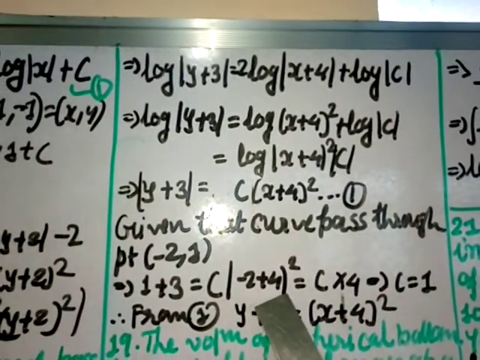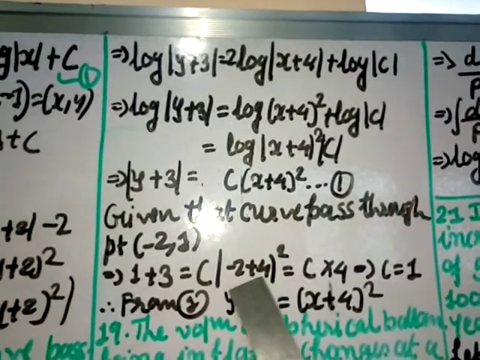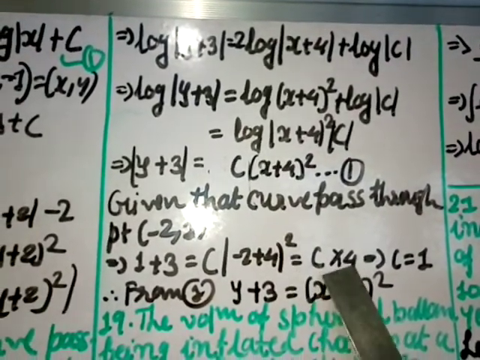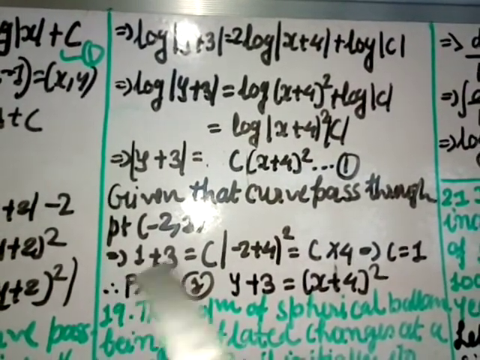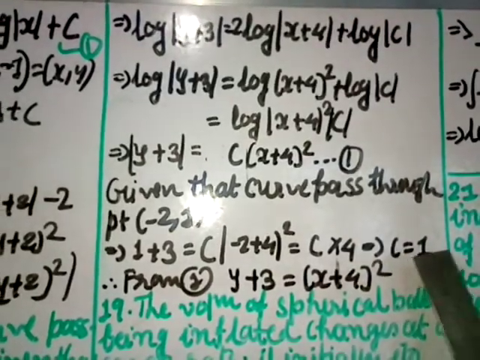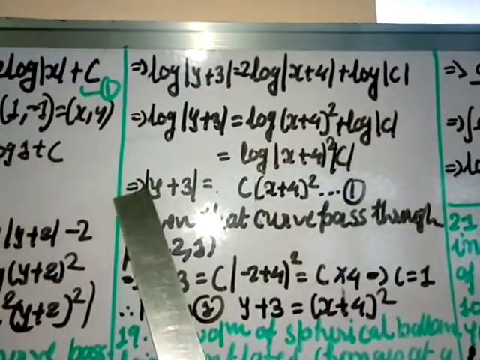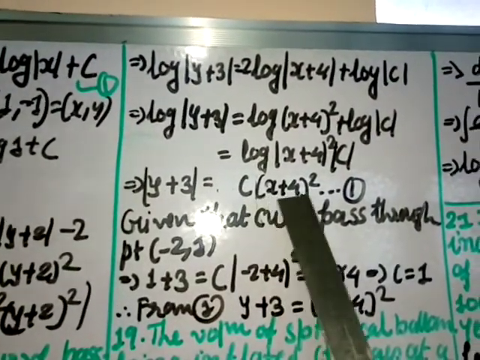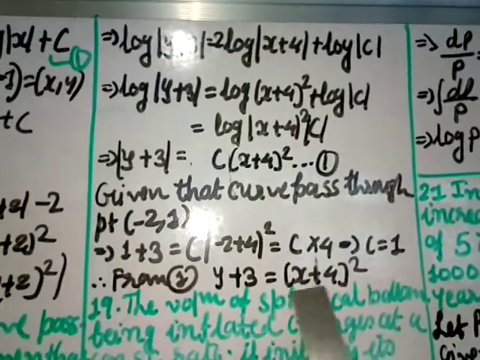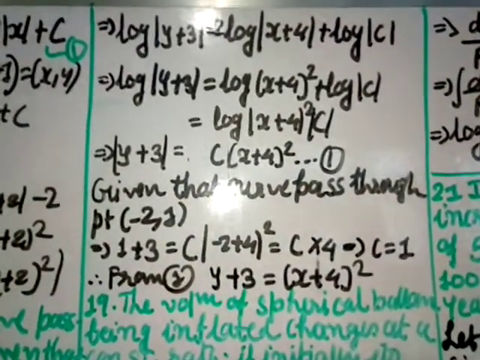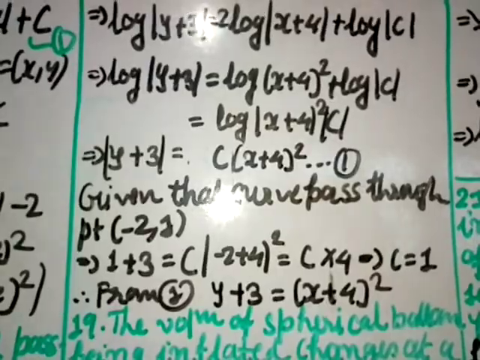So you get minus 2 plus 4 whole square. Minus 2 plus 4 is 2, 2 square is 4, c into 4. This 4 and 1 plus 3 also is 4. So 4 and 4 cut, so c value is 1. Put this c value 1 here, so you get y plus 3 is equal to x plus 4 whole square. So that is the particular solution of the given differential equation.